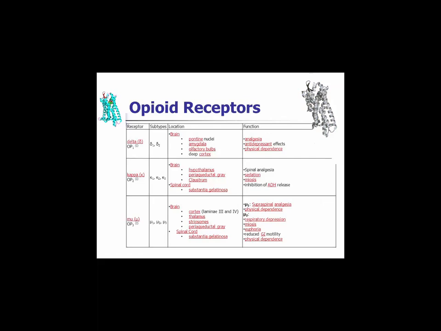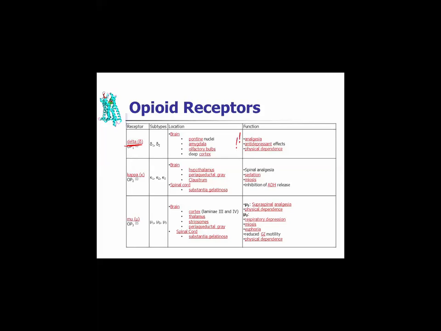So, first one is delta receptors. Delta 1, delta 2. The location of these receptors is the brain: pontine nuclei, amygdala, olfactory bulbs, and deep cortex. The function of these receptors is that they cause analgesia. This is the main reason why we use opioid medicines.